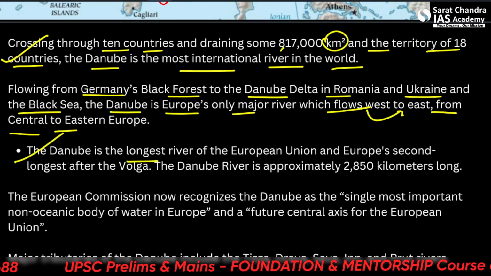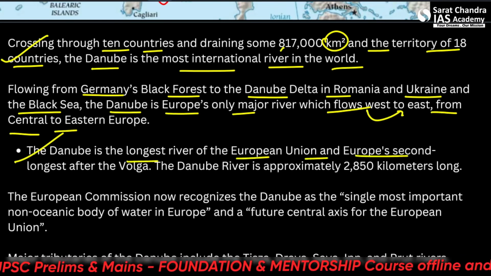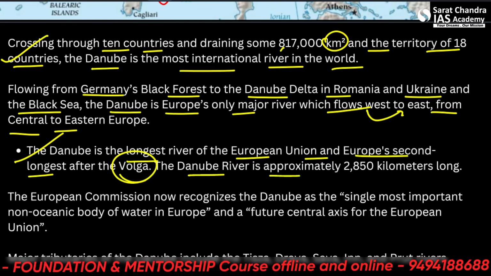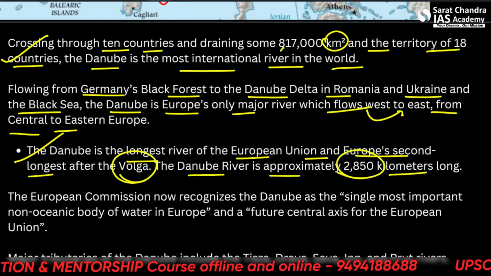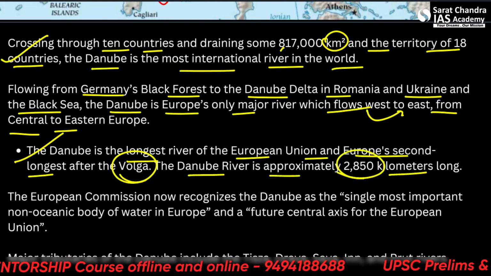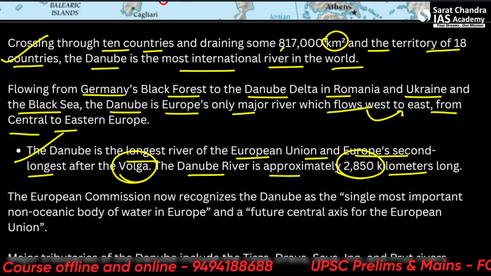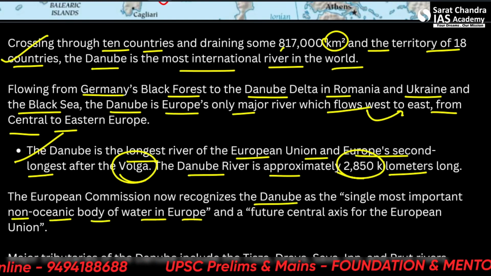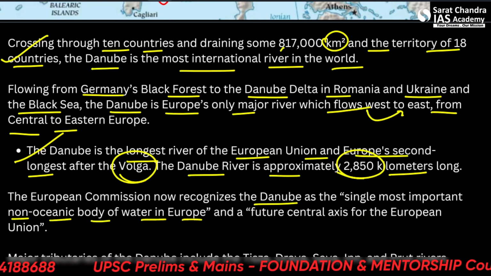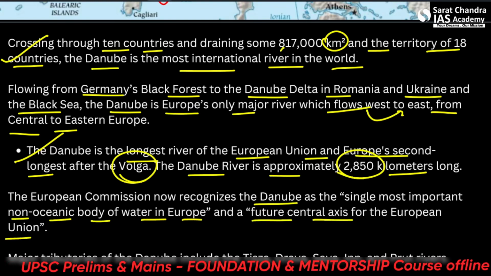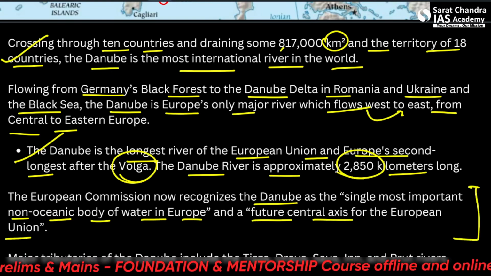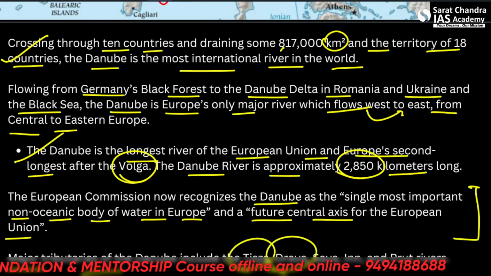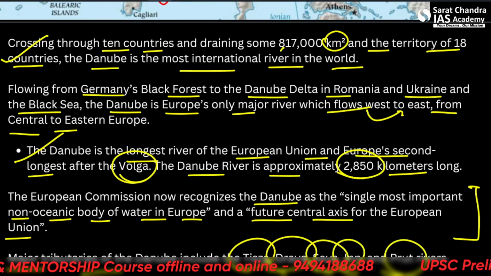The Danube is the longest river of the European Union and Europe's second longest after the Volga River. The Danube River is approximately 2,850 kilometers long. Furthermore, the European Commission now recognizes the Danube as the single most important non-oceanic body of water in Europe. Okay, this is very important. And a future central axis for the European Union. So you can use this in your answer writing. Major tributaries of the Danube include the Tisza, Drava, Sava, Inn and Prut rivers.